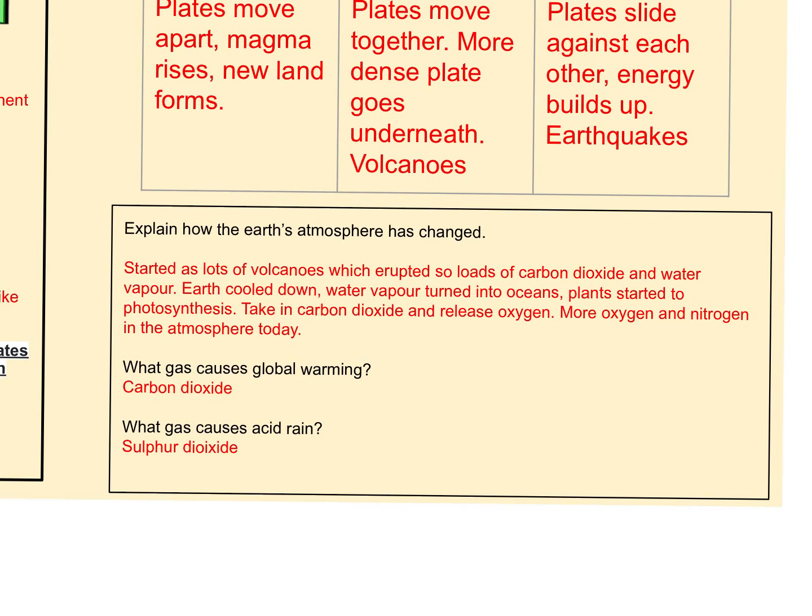Describe how the atmosphere has changed. So at the start of the atmosphere, there were lots of volcanoes which erupted, so there was loads of carbon dioxide and water. The Earth cooled down, and water turned into oceans. Plants started to photosynthesize. Thinking about photosynthesis, that's when you take in CO2 and water and make oxygen. That oxygen we then use to respire.